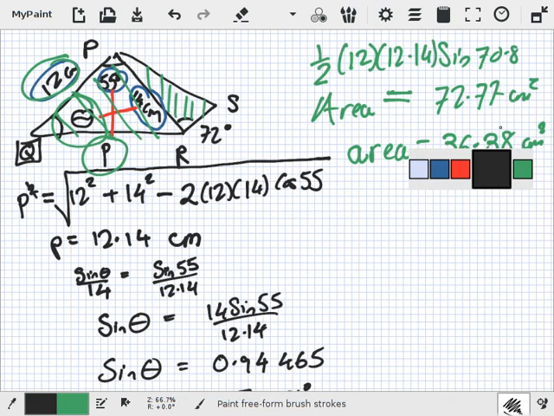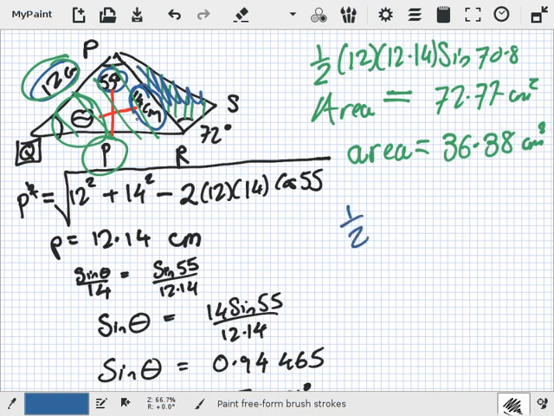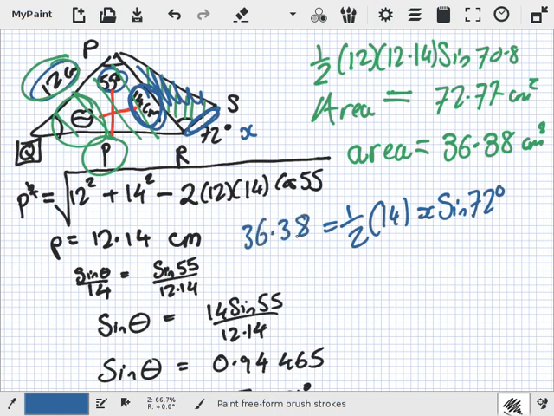Okay, so what's the rule here for area of this triangle? Well, it's the same story. 1/2 side, this side is 14, and then this side, which I don't know, I'll just call it x. This is the side they want us to calculate. So it's 1/2 times 14 times x times sine 72. That's supposed to equal 36.38. Could you just work it out there?